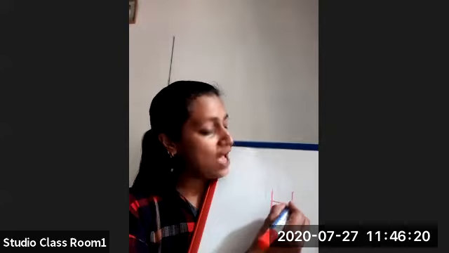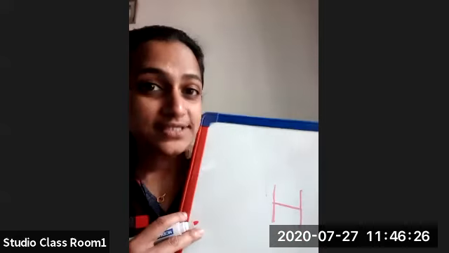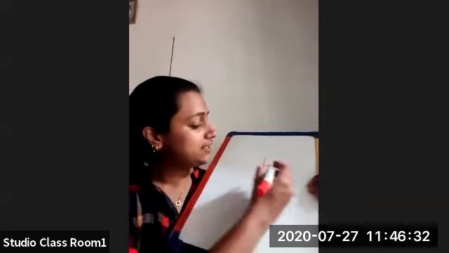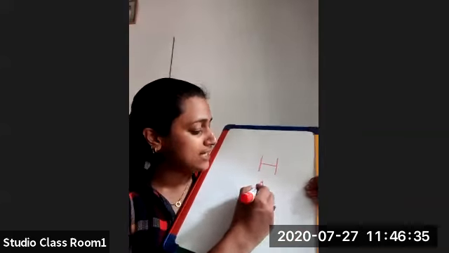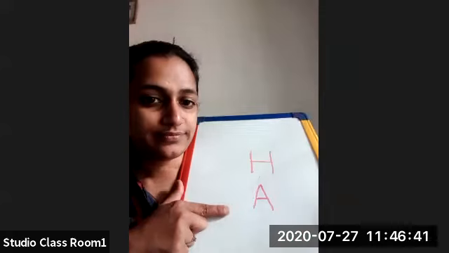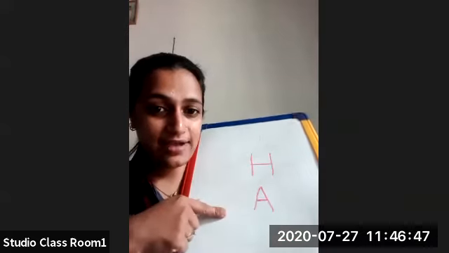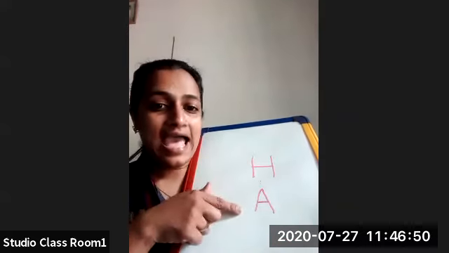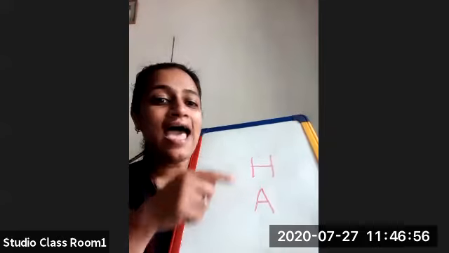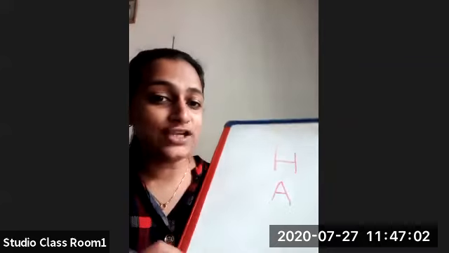What is the sound of this? H. Very good. Now, what is the sound of this? A. So, H, A, ha. Now, I'm adding one more letter, and you have to say the sound.